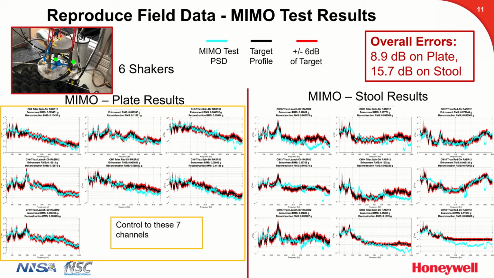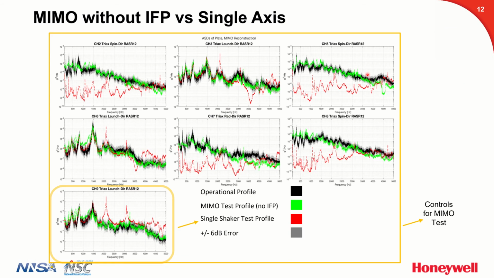But if you look at the stool, even though we've matched the response pretty well on the plate, that doesn't necessarily translate into having a good reproduction of the environment that that stool is experiencing. So there's some sensitivity between the motion of this base plate and the motion of that stool. And so it's quite a bit more challenging to get that to match. So this was our first case.